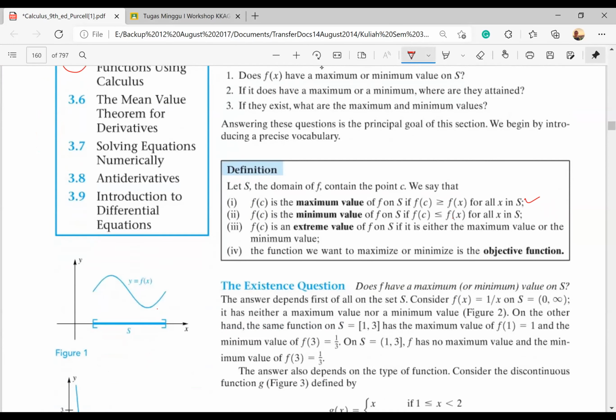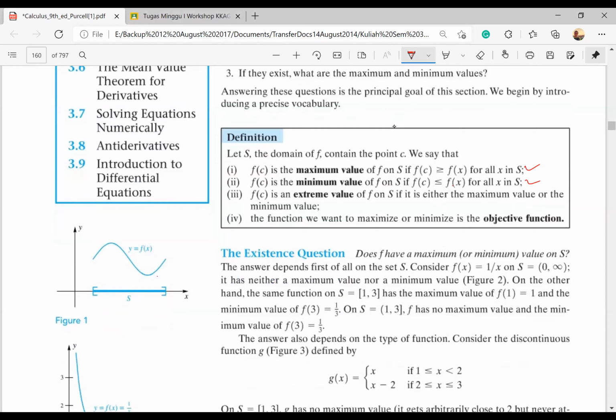Okay, and the minimum is the lowest in S. S is the domain. Not necessarily the domain, but whatever set you think of that the point is located inside. Okay, the minimum and maximum are called the extremes. And the f that we try to find the max or min of is called the objective function.